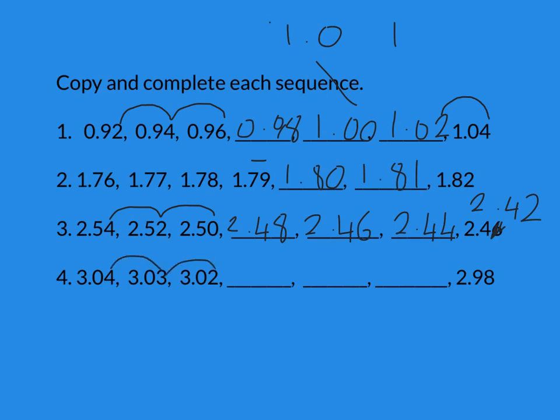Okay, so the next one, 3.04, 3.03, 3.02, 3.01. Okay, so it's going down 1 hundredth each time. So 3.01, 3.00, and then the last answer can really help you. So the number in between, say if you thought of this as 300 and 298, so the number in between is 299, so 2.99. Okay, so I hope you get on well with those.